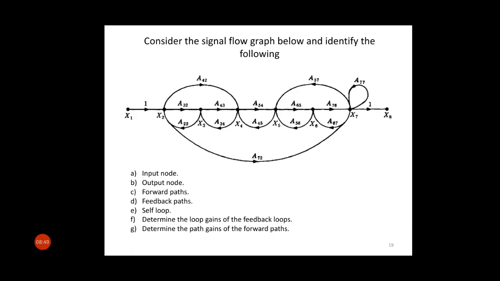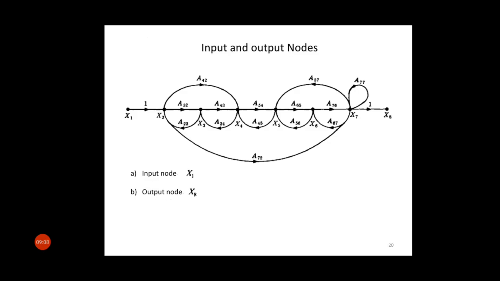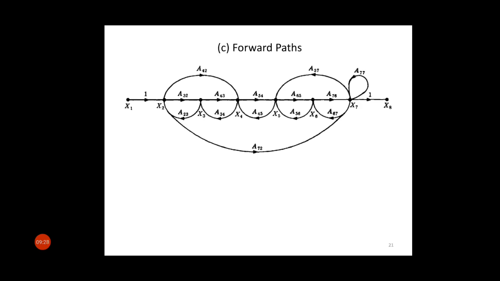Now here I will take another example. From this signal flow graph, we will find the input node, output node, forward path, feedback path, self loop, and the loop gain of the feedback path and the forward path. In this signal flow graph, there is one input node which has only outgoing branches, and that input node is x1, and there is only one output node which has only incoming branches, and that output node is x8. Okay, now we will find the forward path.